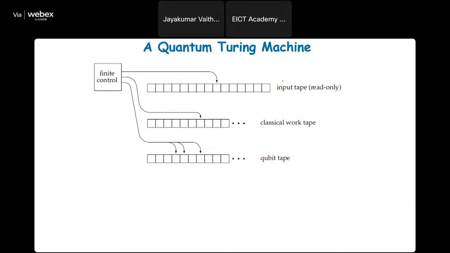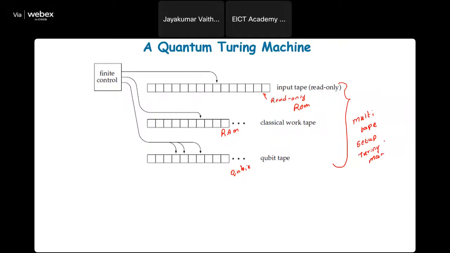So this is an example for quantum Turing machine. In the previous diagram, we have only one input tape. Here we have multiple input tapes. Take an example of this read-only memory. Sometimes if you are using ROM, you can use it. Sometimes if you are using RAM, you can use this classical working tape. Suppose if you are using qubit, you can consider it like another tape. So this is a multi-state, multi-tape setup Turing machine.